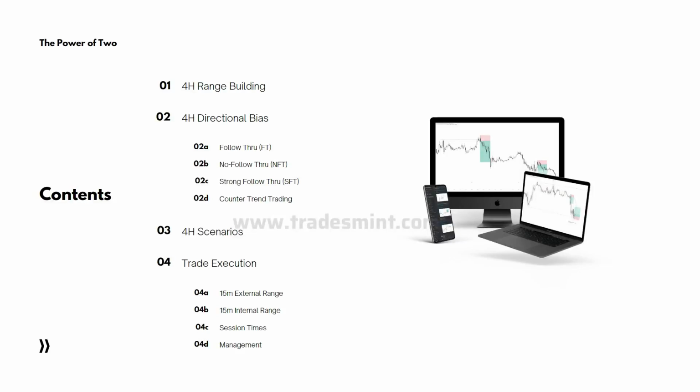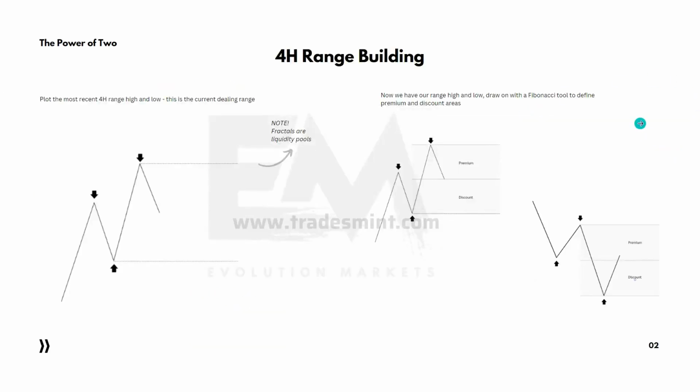So this will be a clean looking workflow that you guys will have access to, and you can do as you please. It will help you guys out with filtering some of the scenario noise there. After that, we're going to touch on trade execution. We've got 15-minute external ranges, 15-minute internal ranges. We've got our session timing and the management of trades. So firstly, let's touch on 4-hour range building.